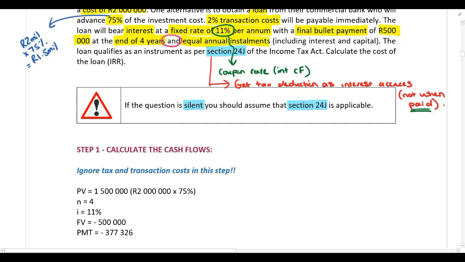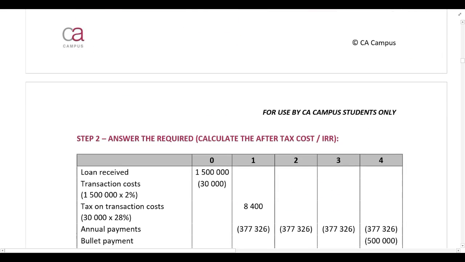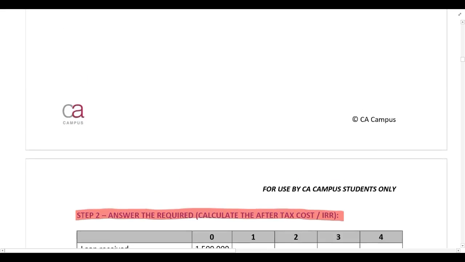And in this question, you need to calculate the cost of the loan, or in other words, the internal rate of return. So you're going to break your calculation down into two steps, and in step one, we are going to calculate our cash flows. Guys, you cannot calculate the internal rate of return if you don't know what your cash flows are. So first we calculate our cash flows, then in step two, we will actually answer the required and calculate the internal rate of return after we know what our cash flows are.